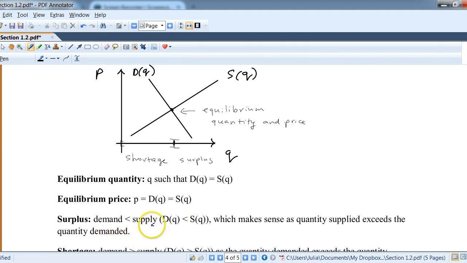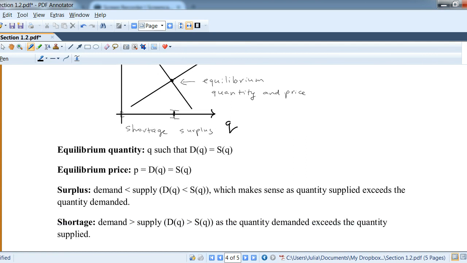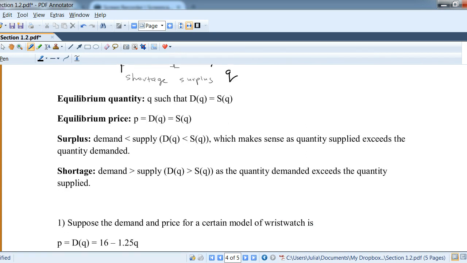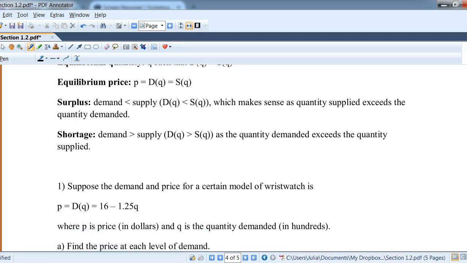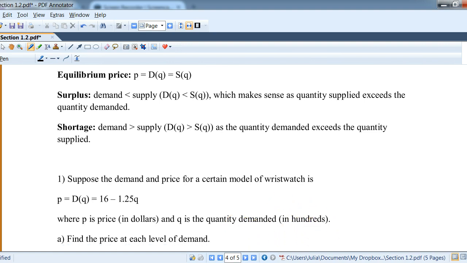So for surplus, you basically compare demand versus supply at a certain price point or certain quantity point. So suppose we're given the demand equation, P, which is our Y, equals 16 minus 1.25 Q, and notice how the slope is negative. P is the price in dollars and Q is the quantity demanded. Make sure you pay attention to the units in this class, and it's in hundreds.